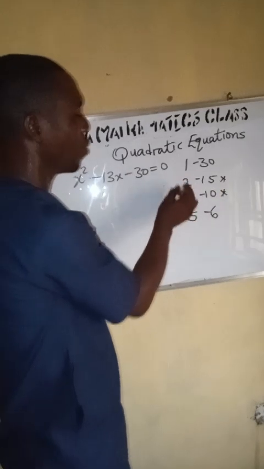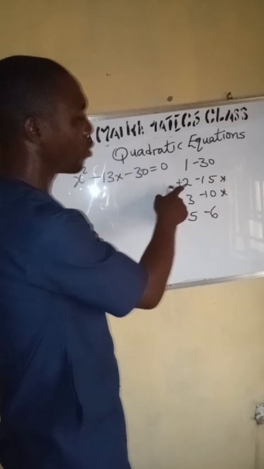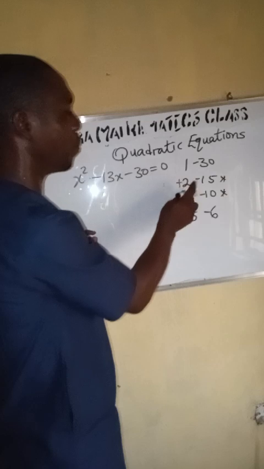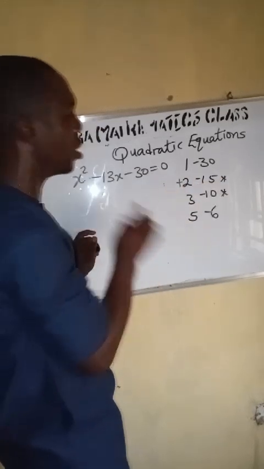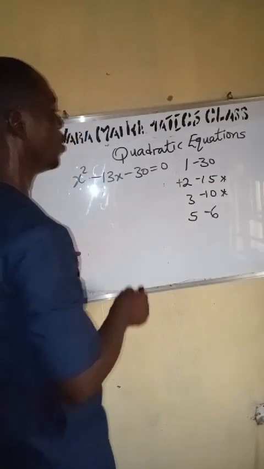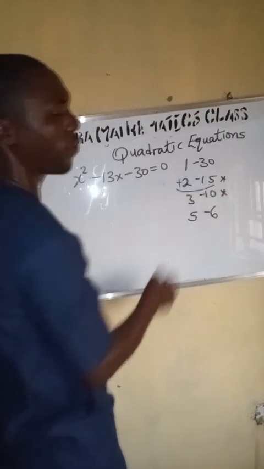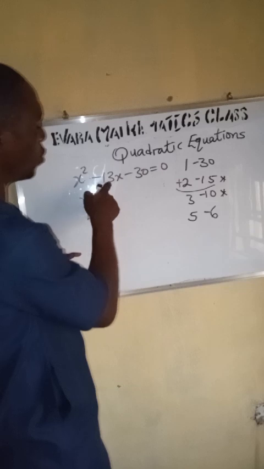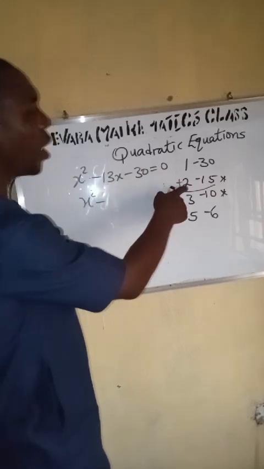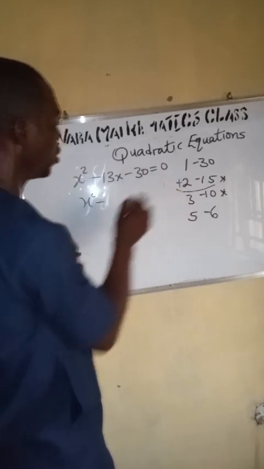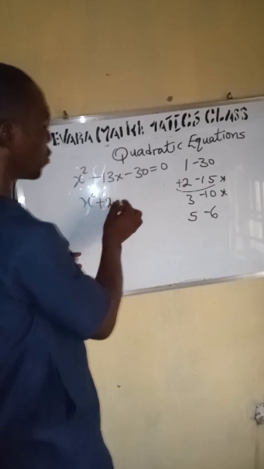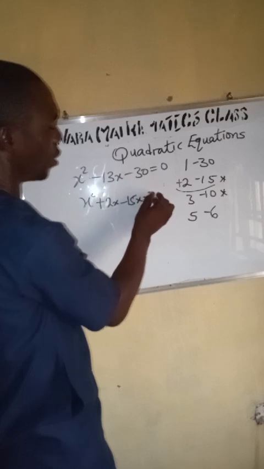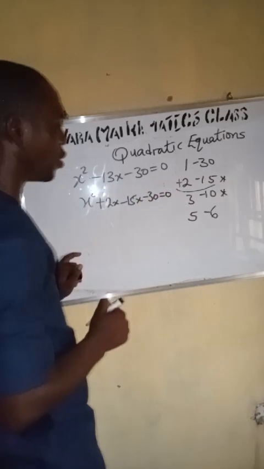But look at this one: plus 2 multiplied by minus 15 will give us minus 30. Then plus 2 minus 15, when you add them together, will give you minus 13. So now we've gotten the two factors that we need. We will now remove this middle term, minus 13x, and replace it with these two numbers. So that is plus 2x minus 15x. Then you bring down minus 30 equals 0.